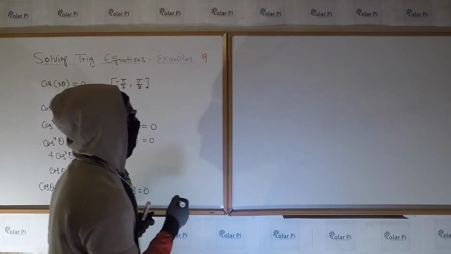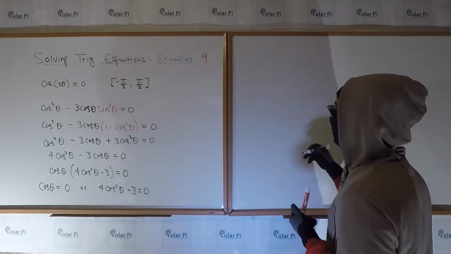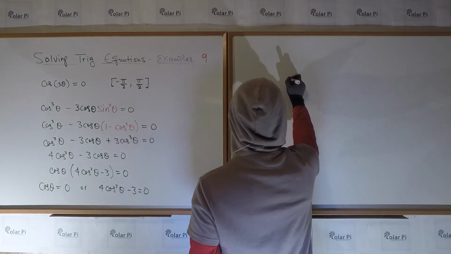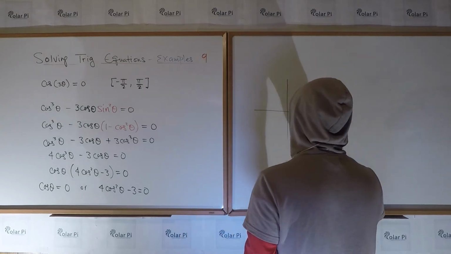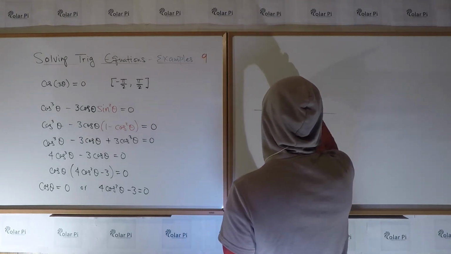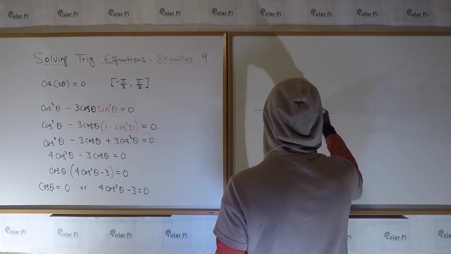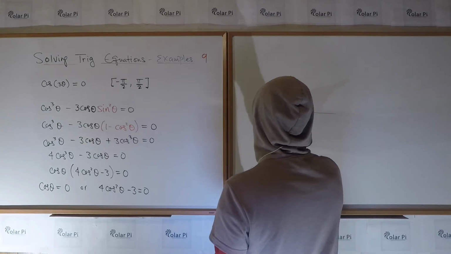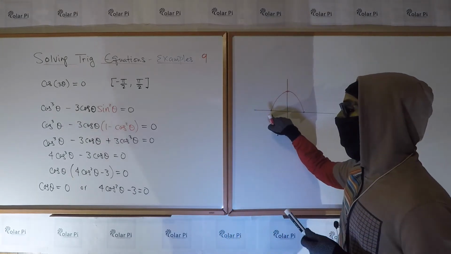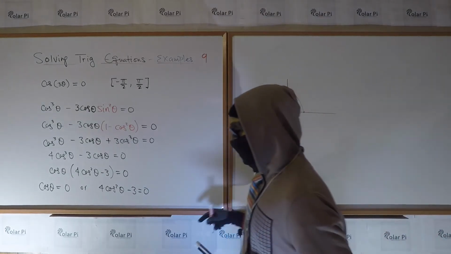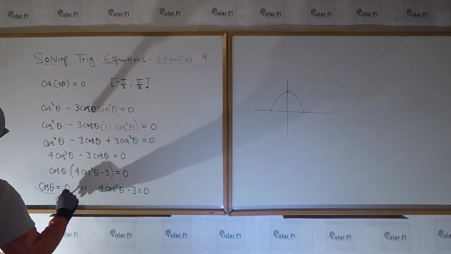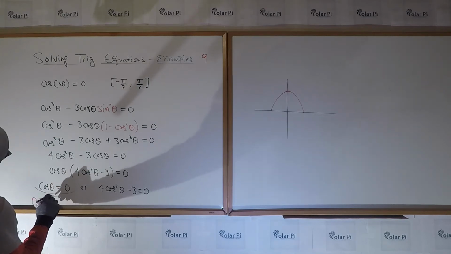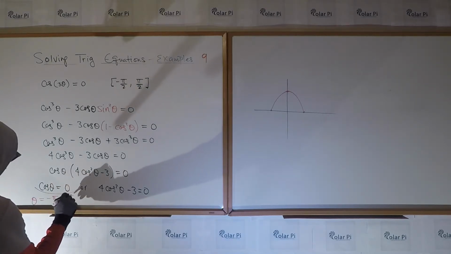Now for cos theta equals 0, you could just draw the graph of cosine, like from negative pi over 2 to pi over 2. And cosine is symmetric about the y-axis. So it's going to look like this, where it strikes 0 here and here. And those two places are negative pi over 2 and pi over 2. So from this, we get two solutions, which is theta equals negative pi over 2 and pi over 2.